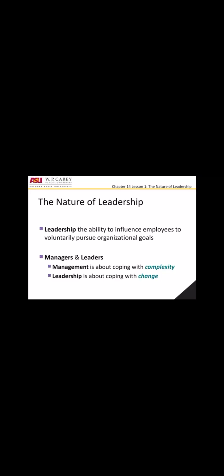So again, management is about coping with complexity, dealing with the environment, dealing with the mix within the organization, and getting things done. That's what management does. Leadership is about coping with change, moving that direction that people might follow. So we're seeing some distinctions here. Remember, we talked about the 4 functions of a manager early this semester. Managers lead, control, plan, and organize. And we have talked about planning and organizing before.